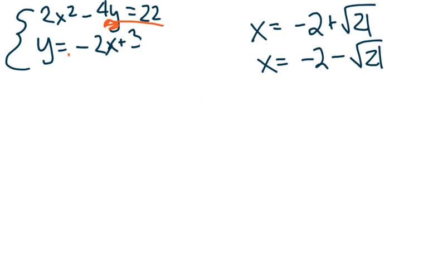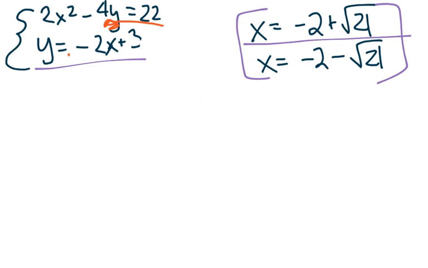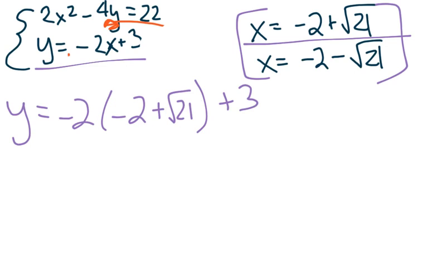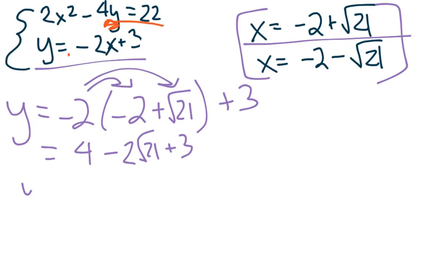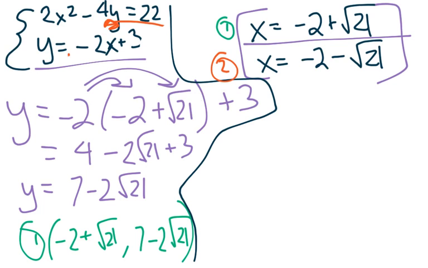I'm not completely done because I want to plug these x values back into my original equation for y to determine the corresponding y coordinates. So at x equals negative 2 plus root 21, y equals negative 2 times the x value, which is negative 2 plus root 21, plus 3, which gives us, if we use distributive property, 4 minus 2 root 21 plus 3, which simplifies out to 7 minus 2 root 21. So my first solution point is negative 2 plus root 21 and 7 minus 2 root 21.